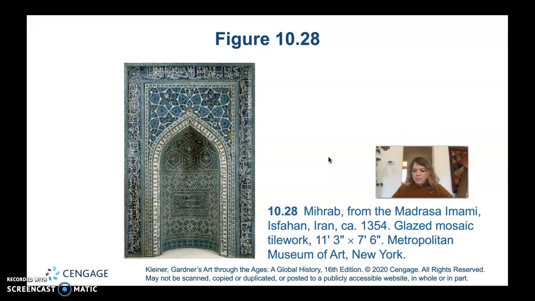So we'll talk about Isfahan. At the same time, the Ottomans were thriving in Turkey, the area of Iran, where Isfahan is located, was in a period of turmoil. Like I said, the Mongols had come in, taken over for a while, and it was just in turmoil. And Isfahan was the capital during this time, and it was under siege when this mosque called the Madrasa Imami was built.